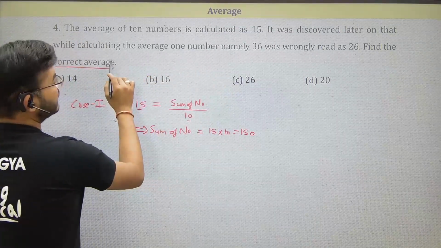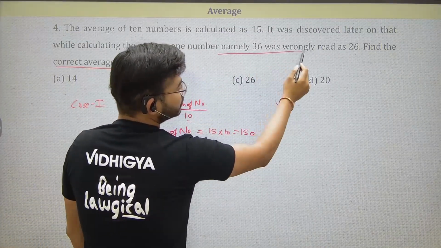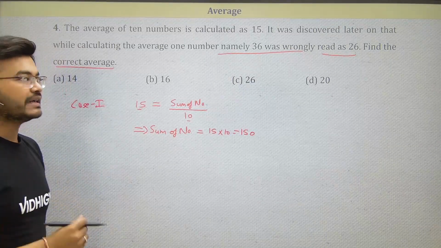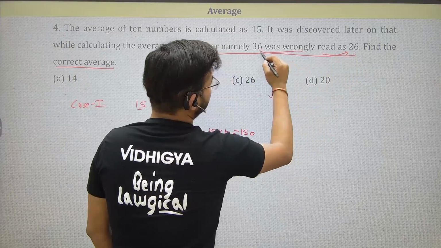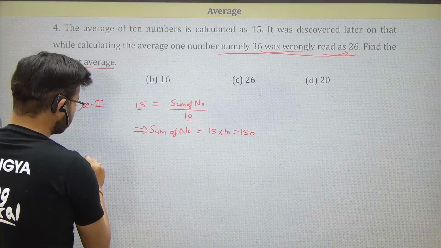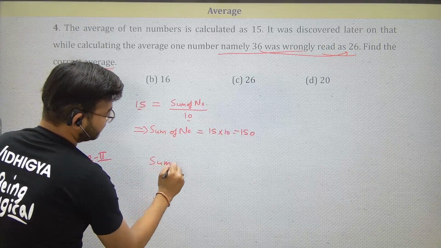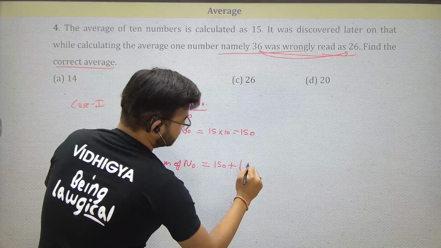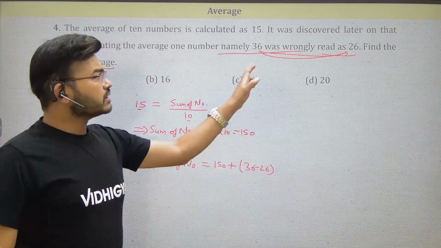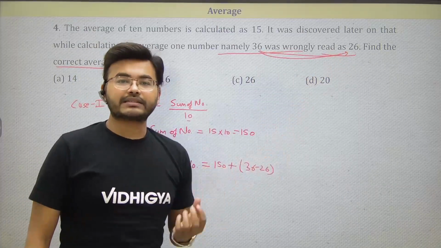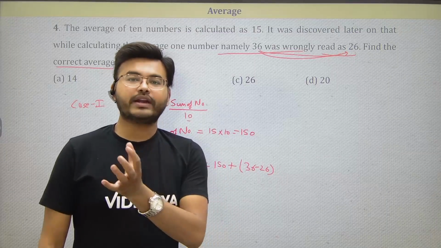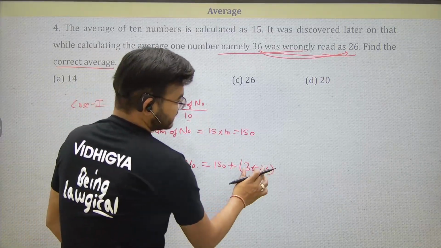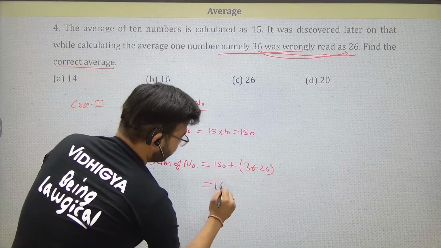Now, later on, it was discovered that while calculating the average, one number, namely 36, was wrongly read as 26. So instead of 36, the average was calculated on the basis of 26. That means we have reduced the total. So there was a reduction in total. The original case, that is case 2, the sum of the numbers should have been 150 plus 36 minus 26. That is why? Because earlier 36 was wrongly read as 26. So instead of writing 36, we wrote by mistake 26. So there was an overall decrease of 10 in the total. That is 36 minus 26 was the decrease in the total. So we'll add that thing. So this will become 160.